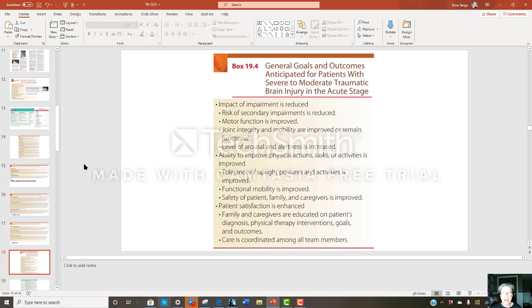Ability to improve physical actions, tasks, or activities is improved. Tolerance of upright postures and activities is improved. Functional mobility is improved. Safety of patient, family, and caregivers is improved. Patient satisfaction is enhanced. Family and caregivers are educated on patient's diagnosis, physical therapy interventions, goals, and outcomes. Care is coordinated among all team members.